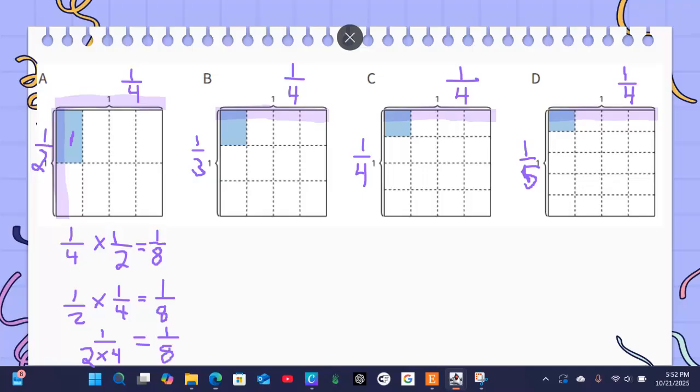Now let's take a look at another example. We have 1/3. Let me write it in the same format.